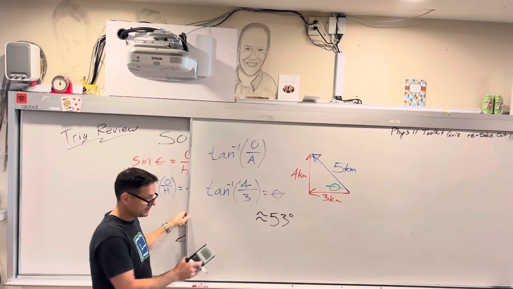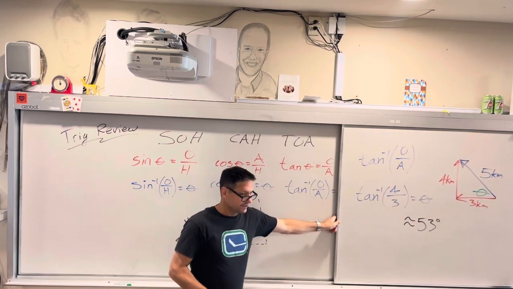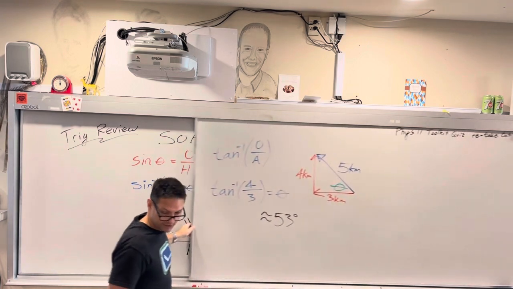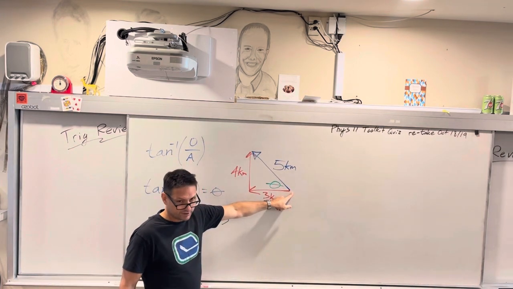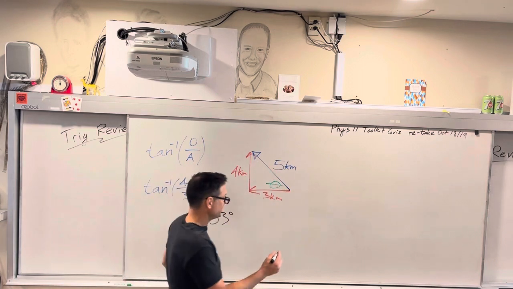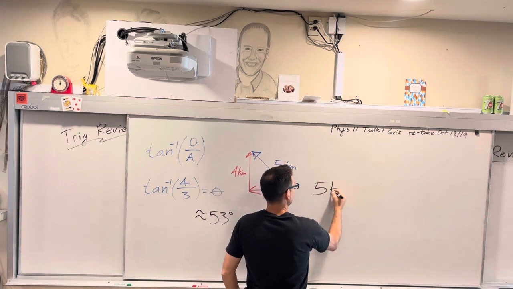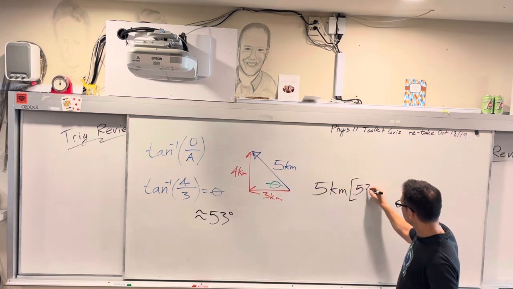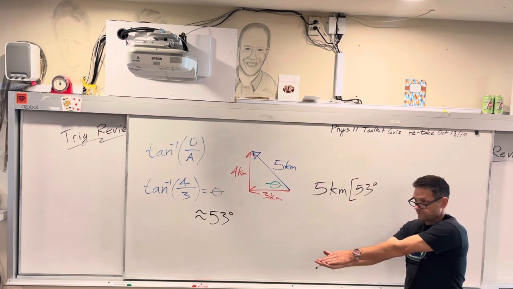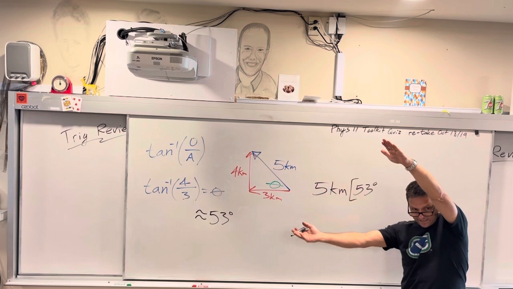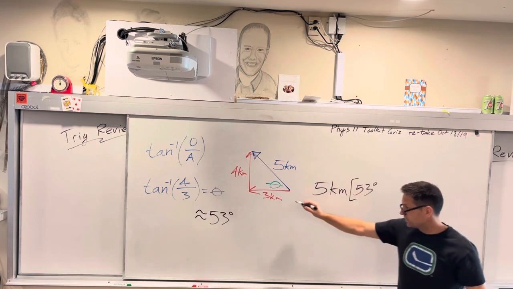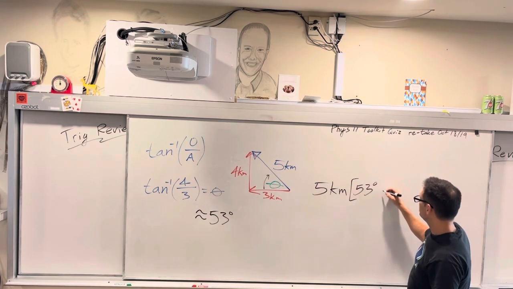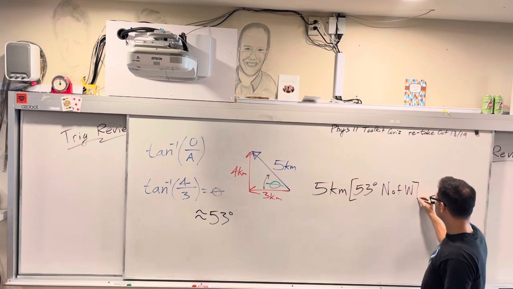Okay, so we're going to have this angle is 53 degrees. But how do we tell the helicopter pilot who's leaving from here to fly in the right direction? Well, we say this. We say they're 5 kilometers, and then you put a square bracket and you say 53 degrees north of west. Because you started at west and you kind of angled to the north. So this is north of west.